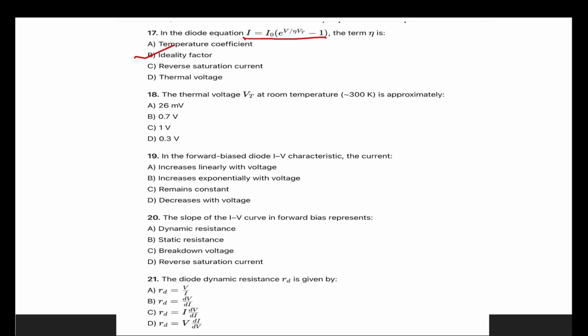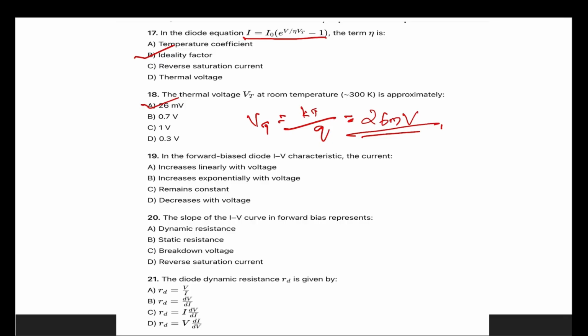Next question. The thermal voltage Vt at room temperature is approximately: option A, 26 millivolt; option B, 0.7 volt; option C, 1 volt; option D, 0.3 volt. We know that Vt is equal to kT by q, that is equal to 26 millivolt. So, the answer is option A, that is 26 millivolt.